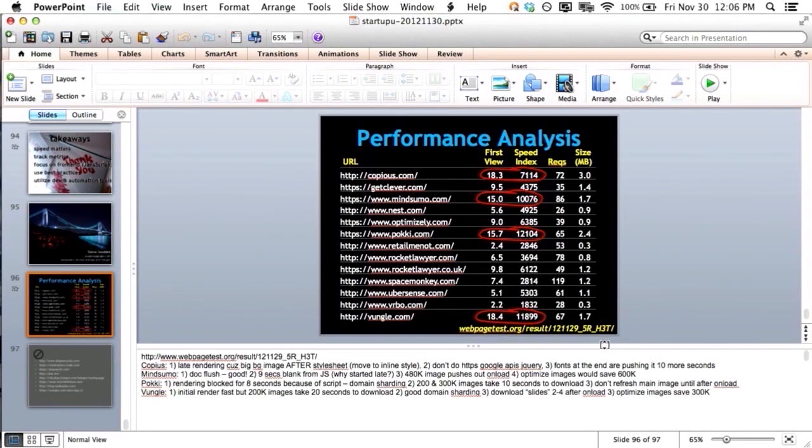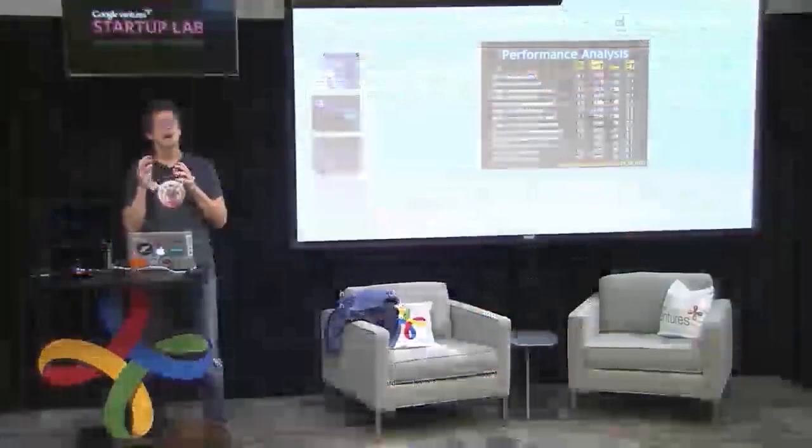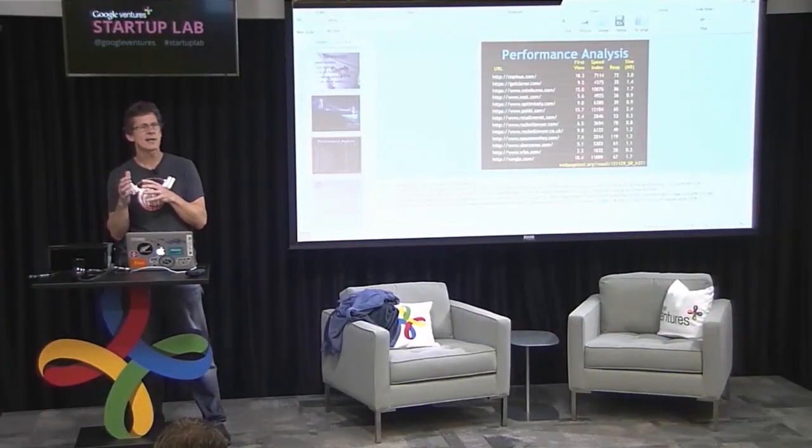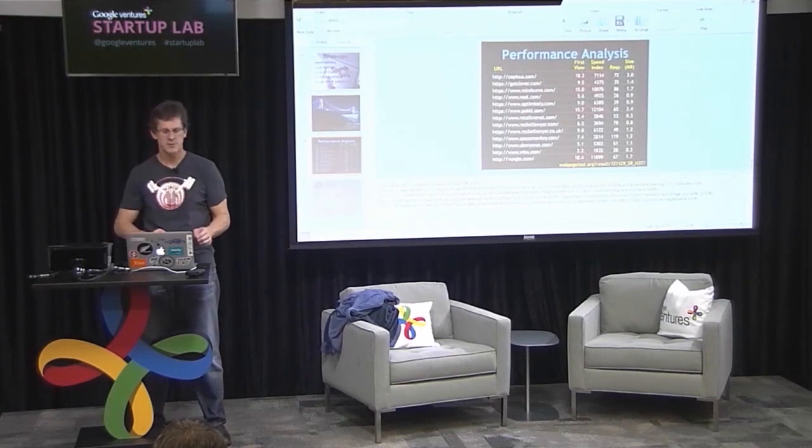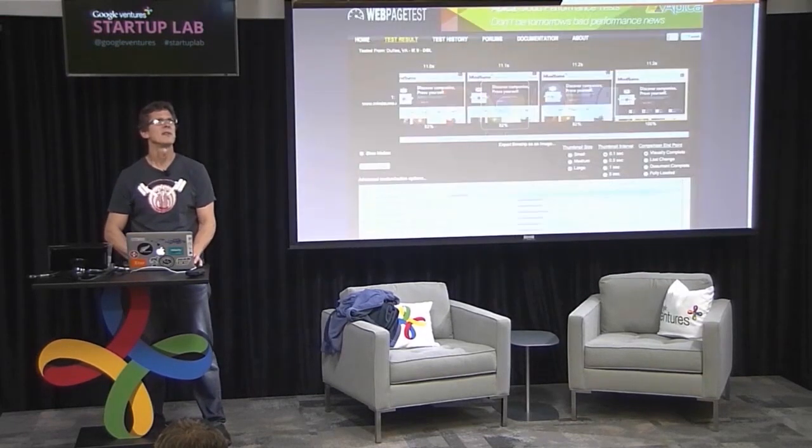Yeah, okay, so for Copious, I hit all of them. Yeah, MindSumo is doing document flush, that's good. Why did the JavaScript start late? One of the images that pushes out the onload is 480K. My guess is that could be reduced. In fact, when I ran Page Speed on the site, it said that by optimizing the images losslessly, that means the quality doesn't degrade, 600K of image download could be eliminated. So that would be a good thing to do.